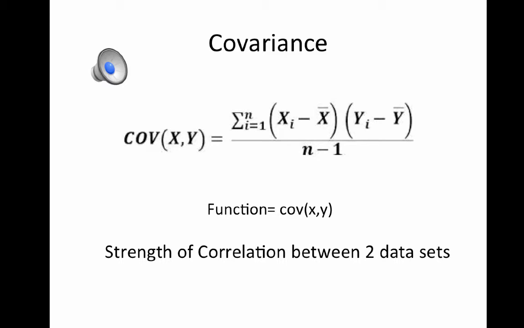Covariance is kind of like variance, but instead the equation is the sum of i equals 1 all the way to n times x sub i minus the mean of x times y sub i minus the mean of y, all over n minus 1. It measures the strength of correlation between two data sets, so you need an x and a y. The function in MATLAB is cov in parentheses x comma y.